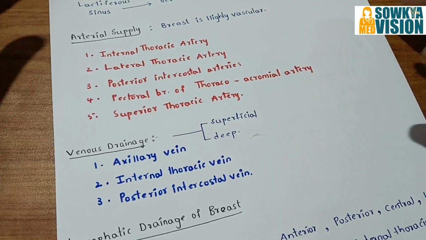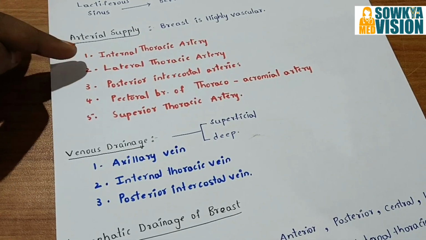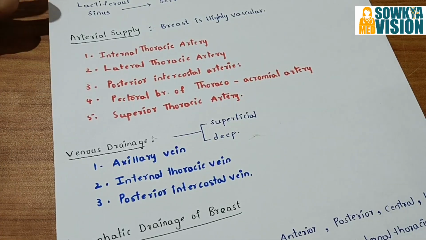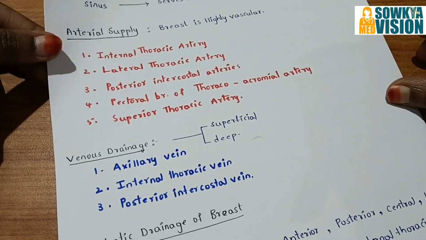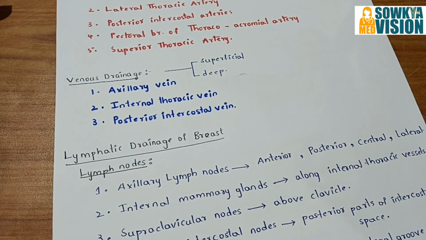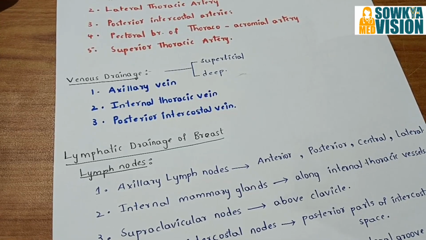The arterial supply is from the internal thoracic artery, lateral thoracic artery, superior thoracic artery, posterior intercostal arteries, and the pectoral branch of the thoracoacromial artery. First of all, remember these: internal thoracic, lateral thoracic, superior thoracic, and then the pectoral branch of the thoracoacromial artery and posterior intercostal artery. The venous drainage is by 2 sets, superficial and deep. These veins drain the breast: axillary vein, internal thoracic vein, posterior intercostal vein.